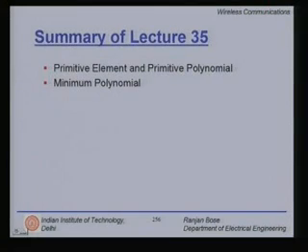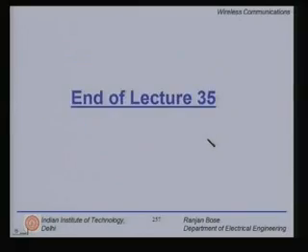Let us now summarize today's lecture. We started off with a mathematical detour and we talked about the primitive element and the primitive polynomial. Then we discussed the definition and the implications of minimal polynomial. We then discussed BCH codes, how to construct BCH codes, followed by the famous Reed-Solomon codes. We will conclude our lecture here, and in the subsequent lectures we will talk about codes with memory, that is convolutional codes. Thank you.